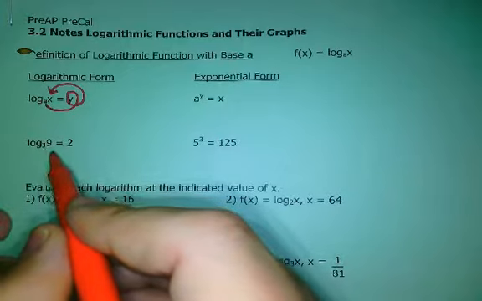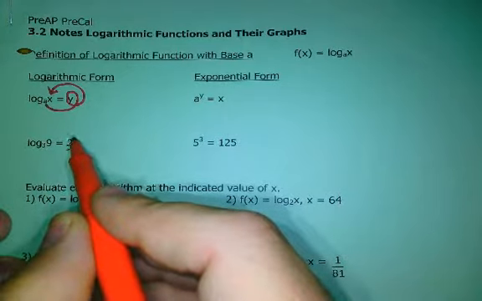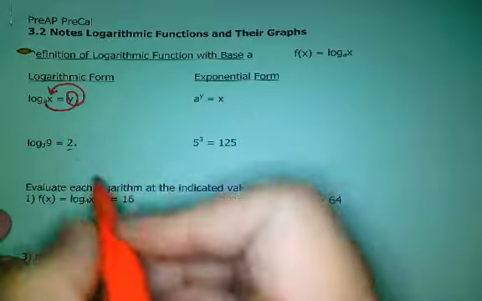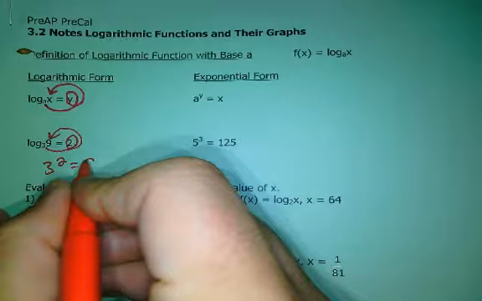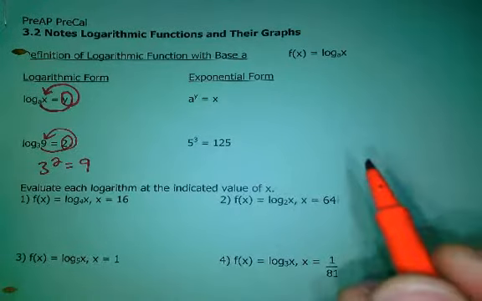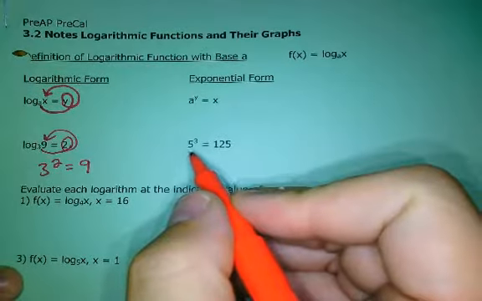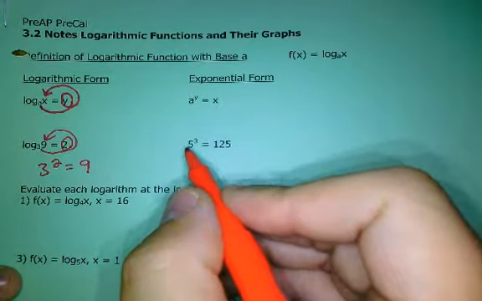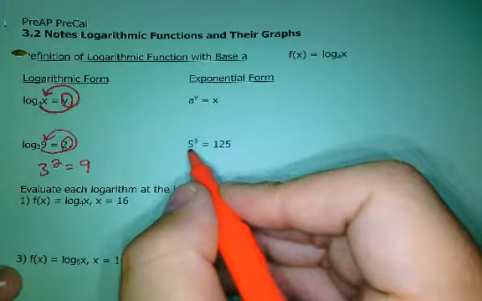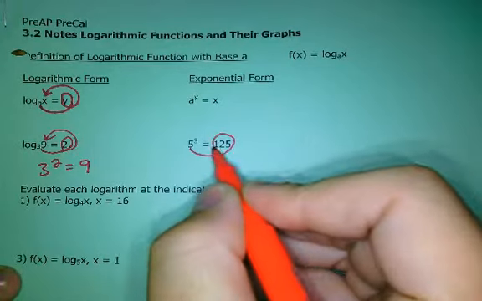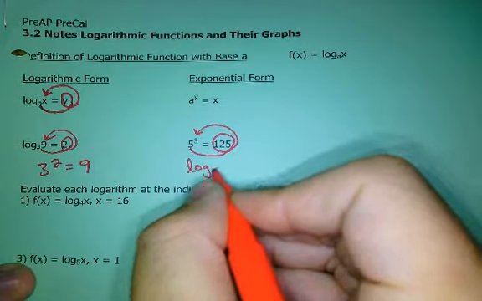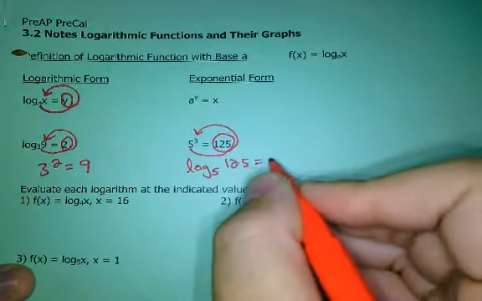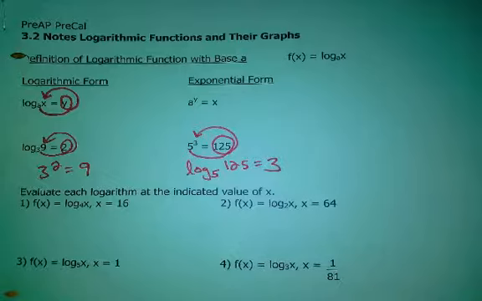So, what would this one be? 3 to the 2 equals 9. Which makes sense anyway, right? And we can actually loop it here too. What's the base right here? So 5 to the what equals 125? So log base 5 of 125 equals 3. And that, my friends, is how you loop.